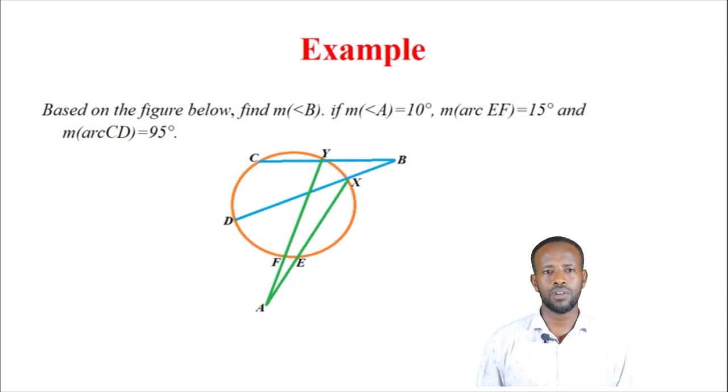As you can see from this figure, there are chords that intersect outside the circle. There are angles that are formed outside the circle. How many angles do you observe on this figure?